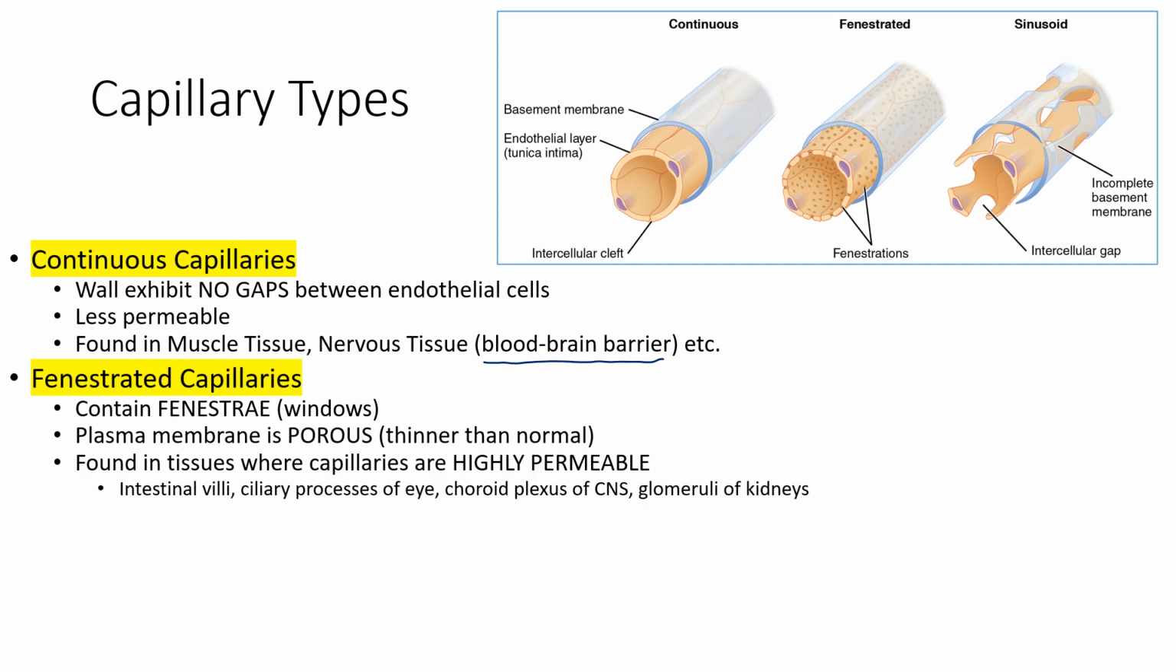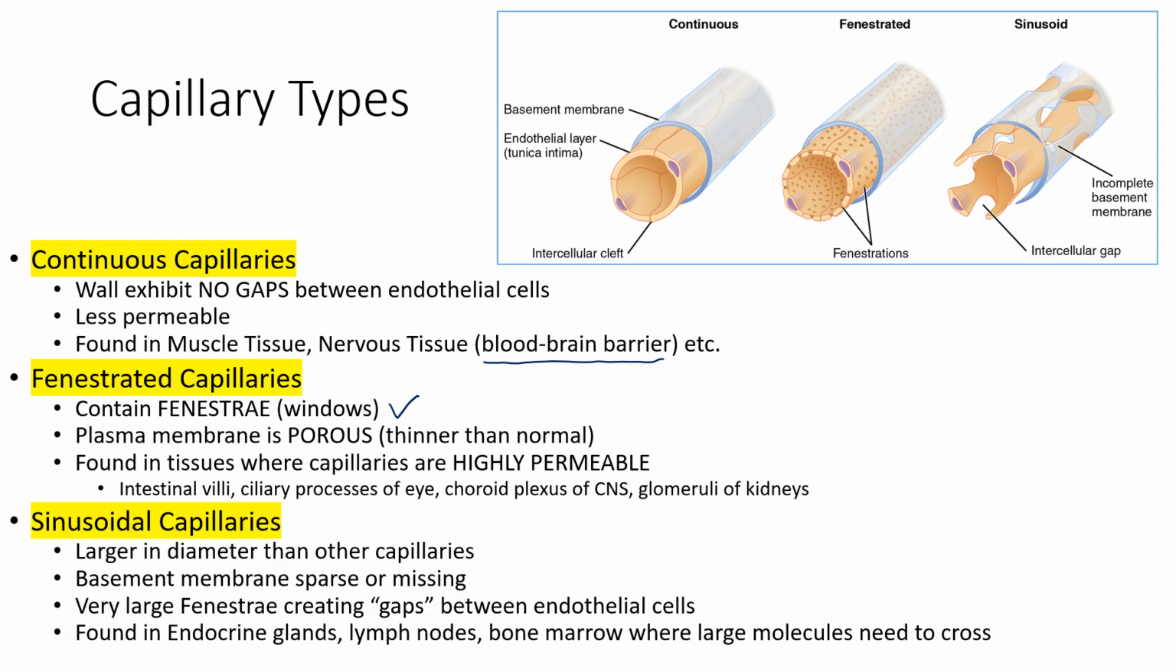Okay, the fenestrated capillaries contain little holes called fenestrations. That's why they're fenestrated capillaries. The word fenestra means windows. I don't know what language that is. So the plasma membrane of the capillary is very porous, meaning a lot of things can move back and forth. Not a lot, but a lot more than in the continuous capillary for sure. So you're going to find these capillaries where you need a lot of exchange going on.